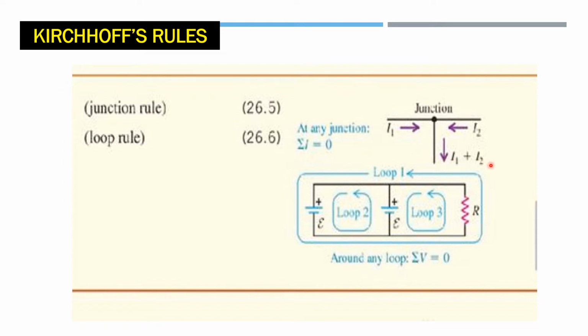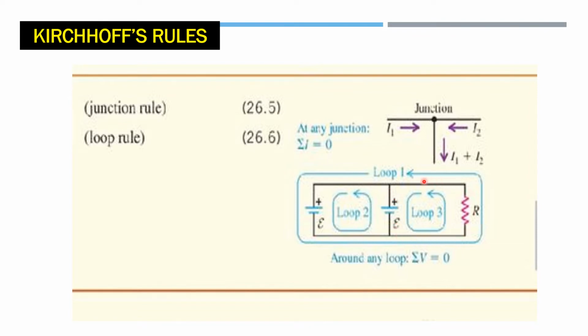Now for the loop rule, here is a circuit diagram. This is considered one loop, so imagine that this is a rectangle. The bigger rectangle represents a particular loop. Then again, there are two other smaller loops that we can imagine here. This one is a small rectangular loop, and then there's another loop to the right.